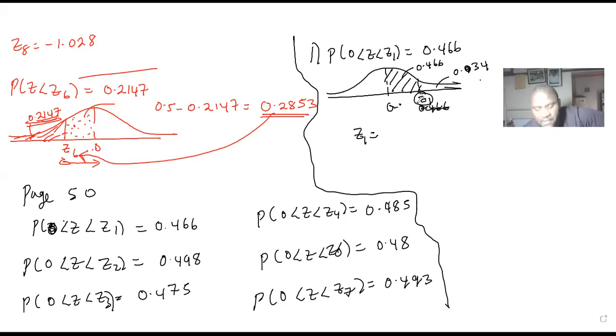Have you seen where 0.466 is? Okay, let me go back to the WhatsApp group. Go to the WhatsApp group right now. I'm locating where it is. Go and see what I've located. There you go. Let me see if I have my WhatsApp here with me. That can also help you.